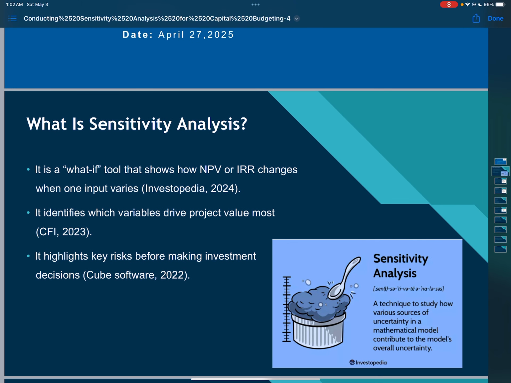Slide 2. What is sensitivity analysis? Sensitivity analysis is a tool that shows how changes in one factor, like sales or cost, affect a project's net present value, and the short form is NPV. It helps figure out which factors have the biggest impact and shows risk before making decisions.